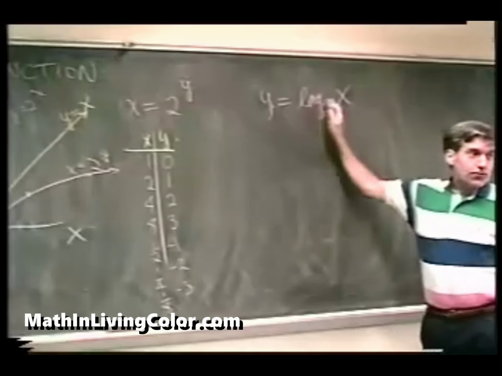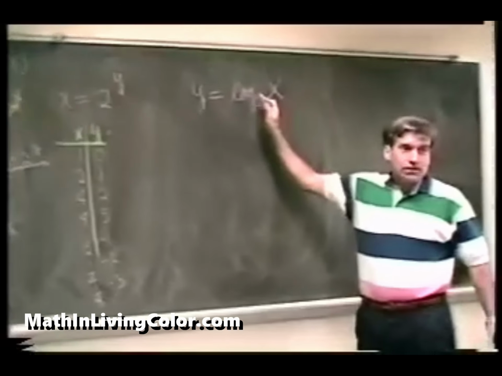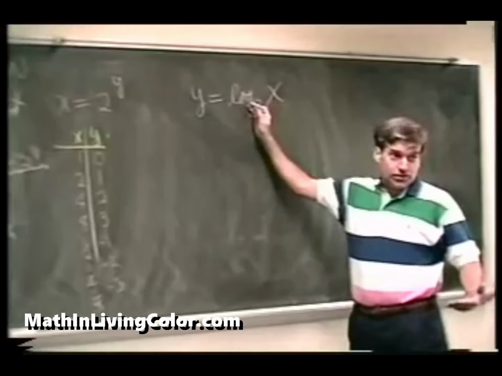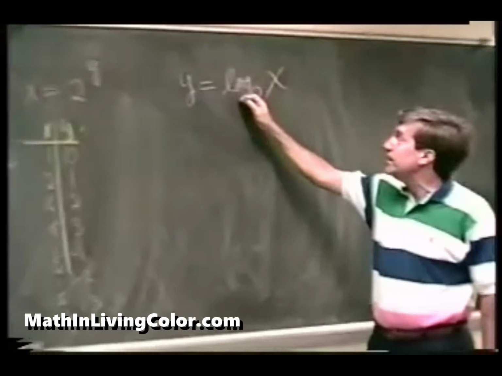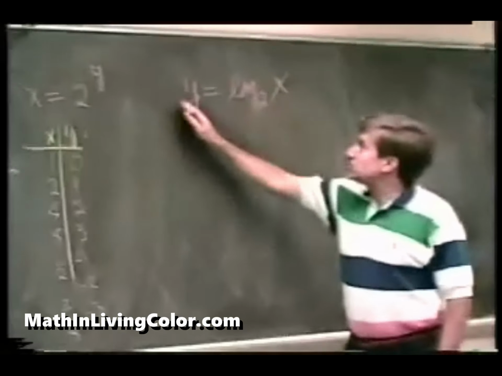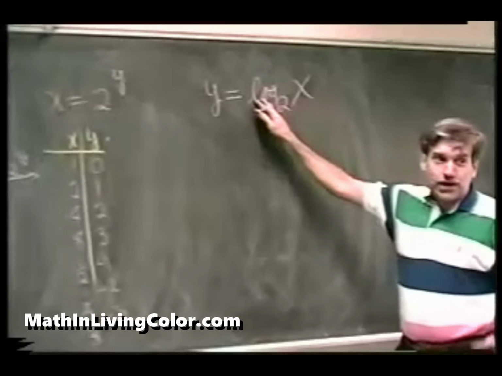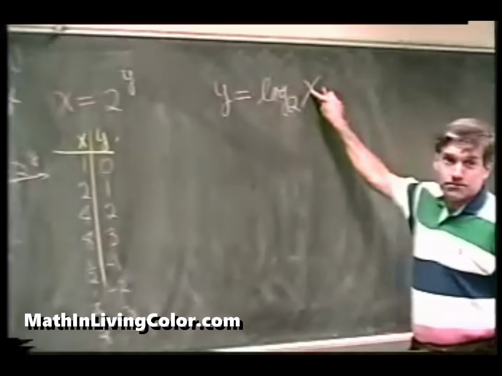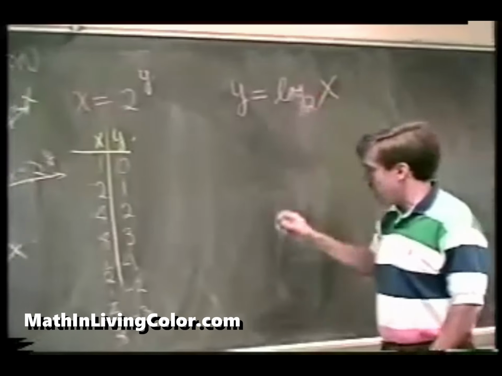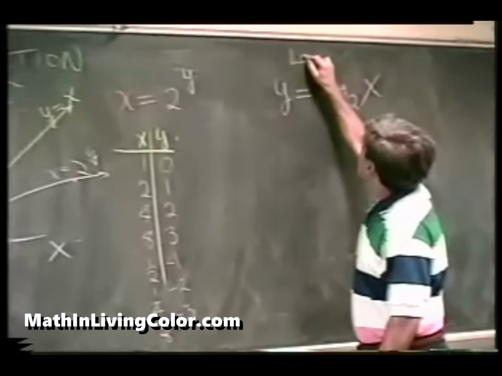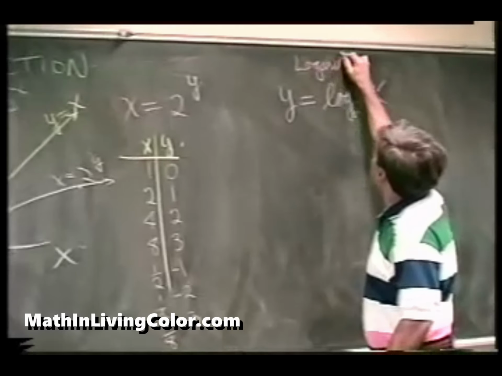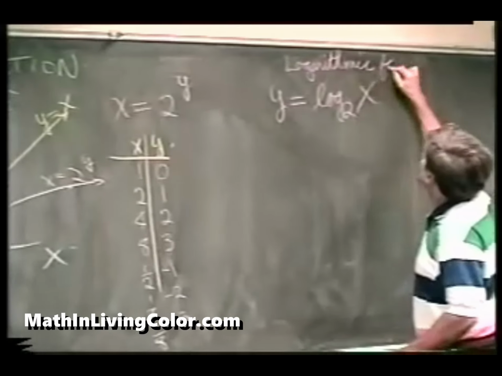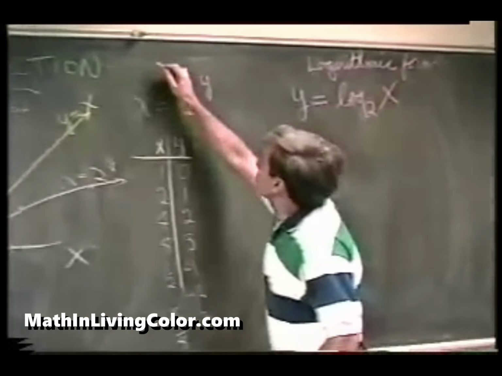Now that looks like a foreign language, doesn't it? You've probably never seen anything like that before. If this is the first time you've ever seen logarithms, I know it's the first time you've ever seen that. But the way this logarithm is defined, it means 2 to the y equals x. So this is what we call logarithmic form, and this is what we call exponential form.